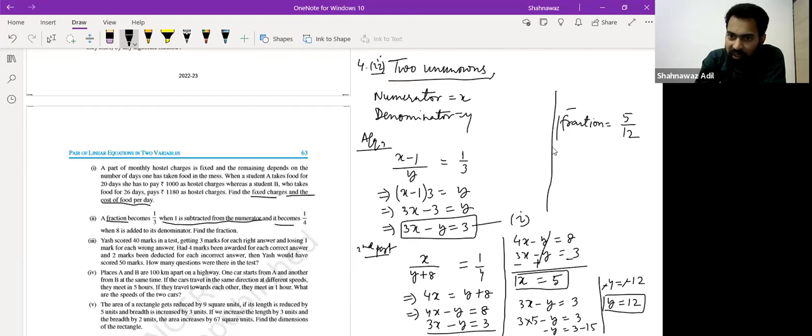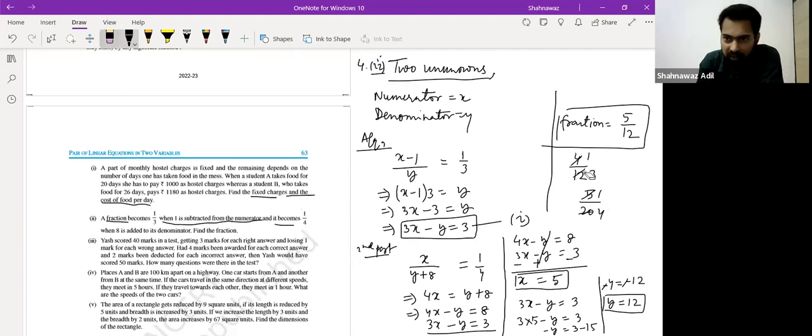Right. And we can check. If 1 is subtracted, this becomes 4 by 12. So this is 1 by 3, right? And if 8 is added, this becomes 5 by 20. So this becomes 1 by 4. Right. So we are correct. Okay. So are you noting? Yes, sir.